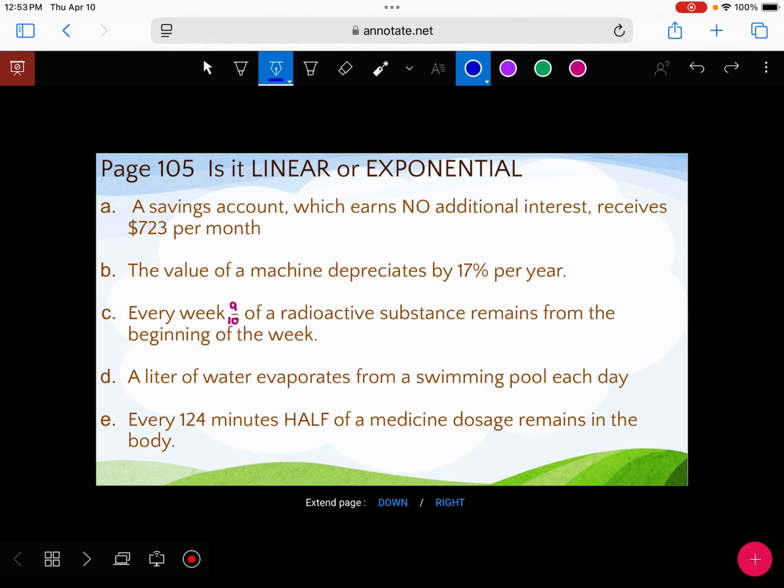All right. Let's take a look at these and see if we can figure out which ones of these are linear, which ones are exponential, and how we can tell. What are we looking at?